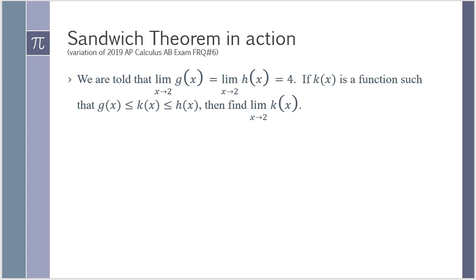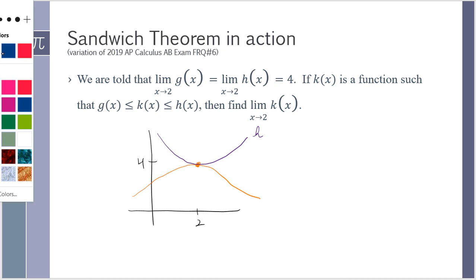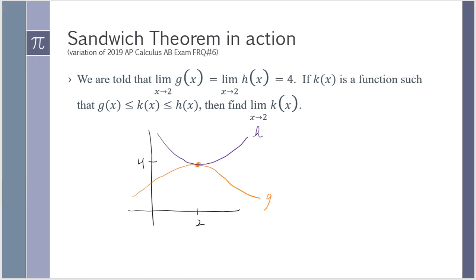So graphically, and I would recommend if you were doing this problem, sketch the graph. Here's 2, here's 4. We're told g is always smaller, but has a limit of 4 as x approaches 2 from both sides. H is always higher, but also has a limit of 4 as x approaches 2 from both sides. And then we're told that k is right between them.